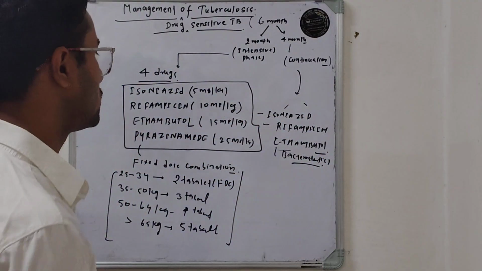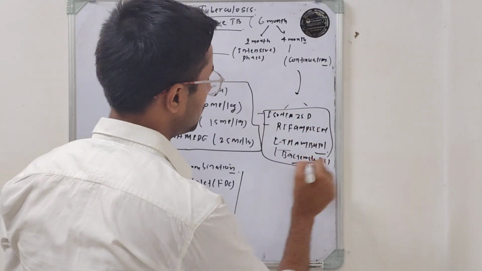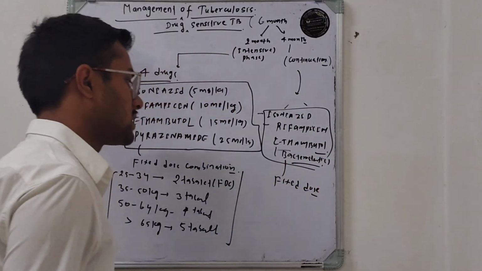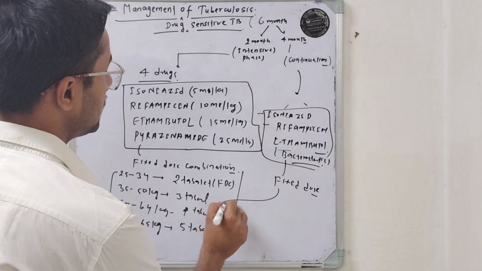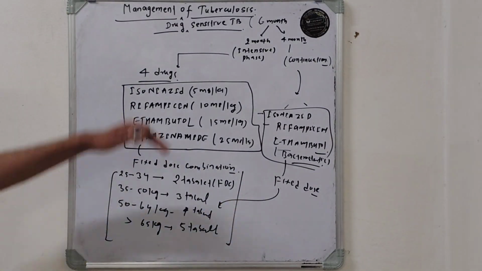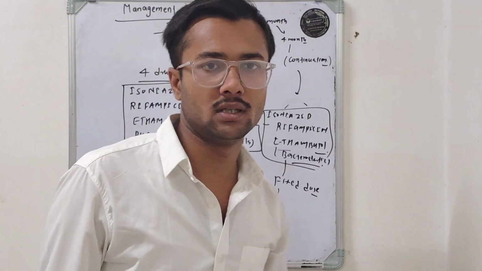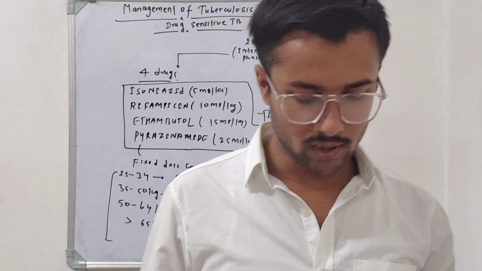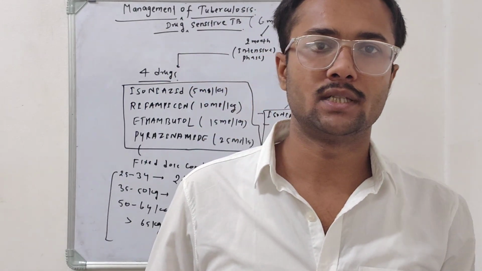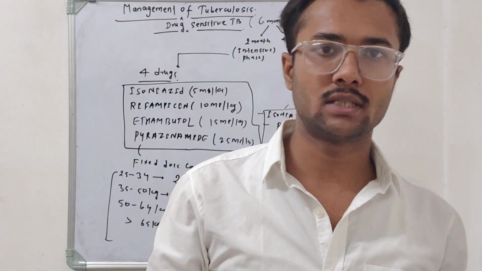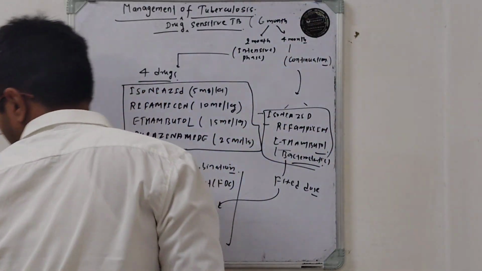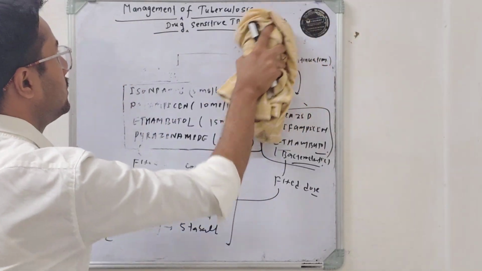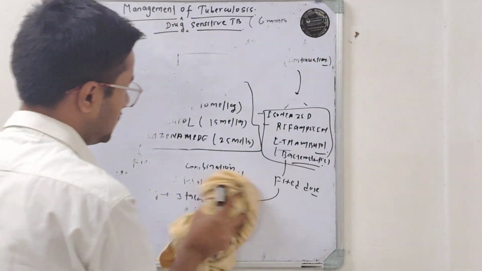These 3 drugs are also combined in a fixed dose combination, and the number of tablets given depends on the weight. So this is overall the management of the TB patient who is drug sensitive. Now after the management of drug sensitive TB, we go for the management of drug resistant TB. Okay, first I will erase my blackboard, so that I can write on it.